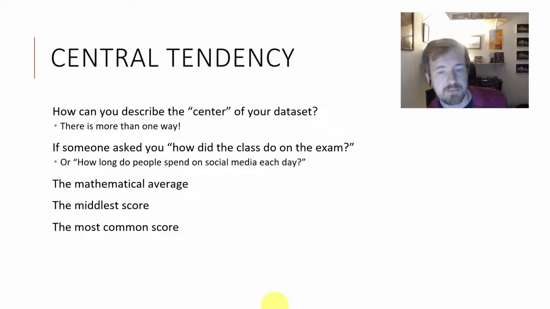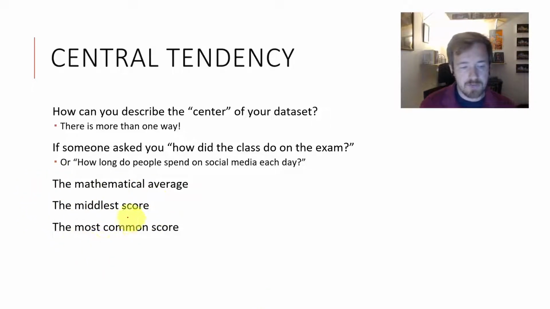So, if somebody asked, how did the class do on the exam? Maybe I could say that the average was a 72. But if, let's say, most of the class got a 75, it might be in the best interest to say that, well, the most common score was a 75. So you get the idea. There are different reasons why we might be looking for one of these 3.